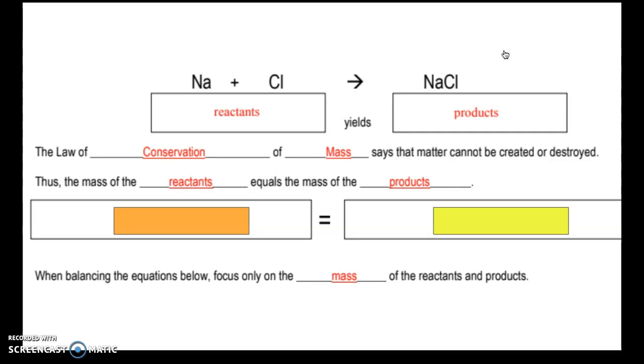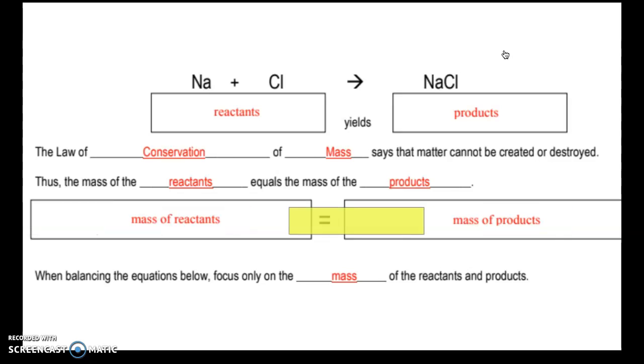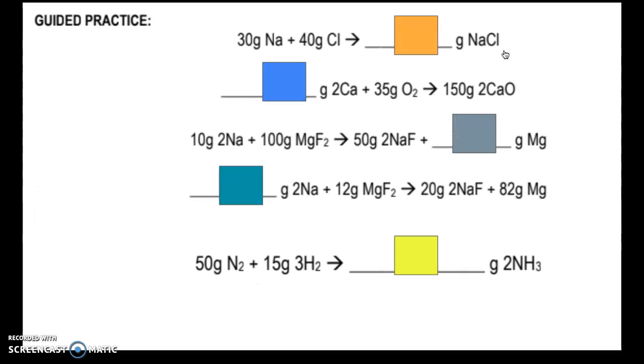We talked about that on Friday. That means that the mass of the reactants must equal the mass of the products. So whatever I have on my reactant side has to be on my product side. That's why we said we have to balance our chemical equations. Remember, our mass of our reactants must equal the mass of our products. When balancing the equations below, focus only on the mass of the reactants and products.